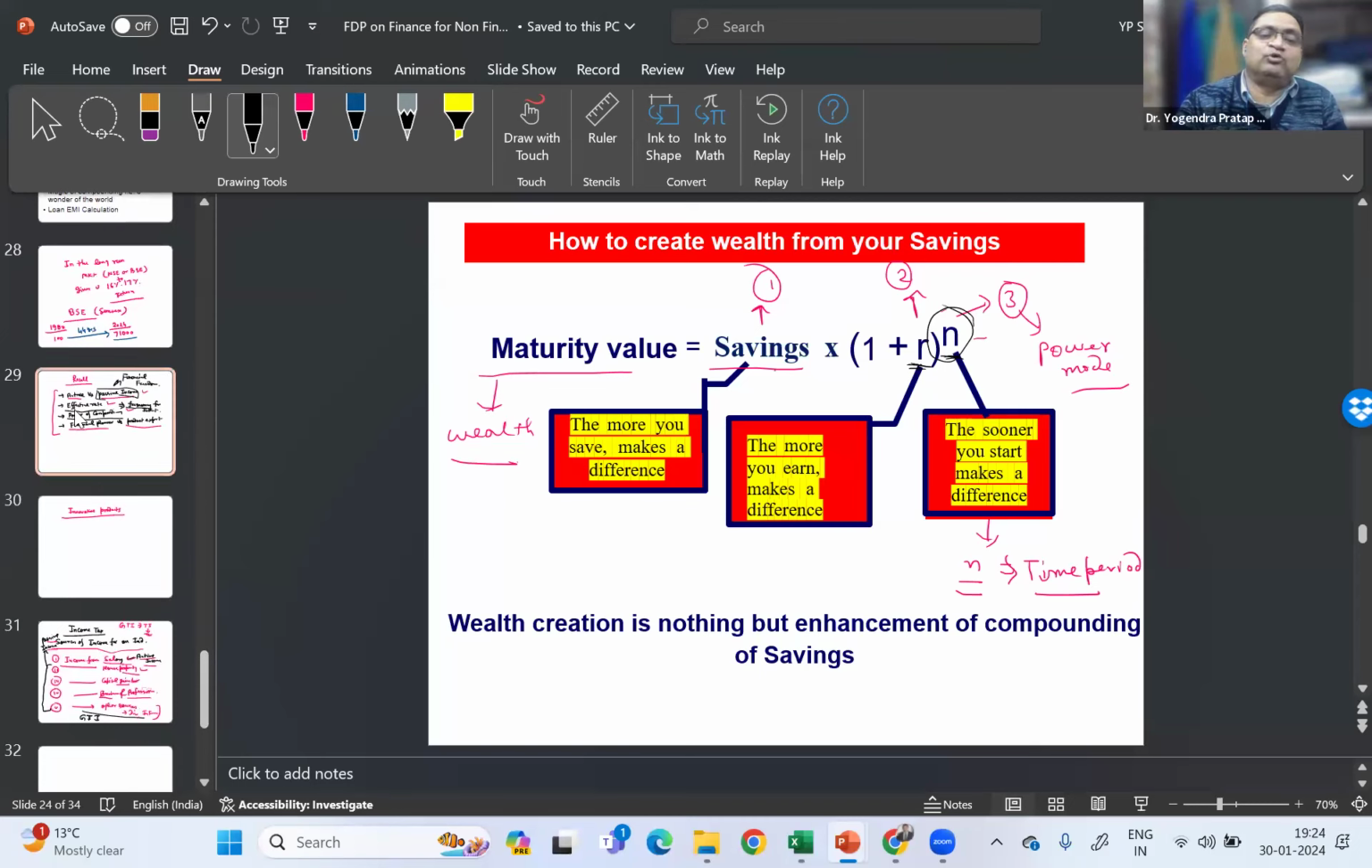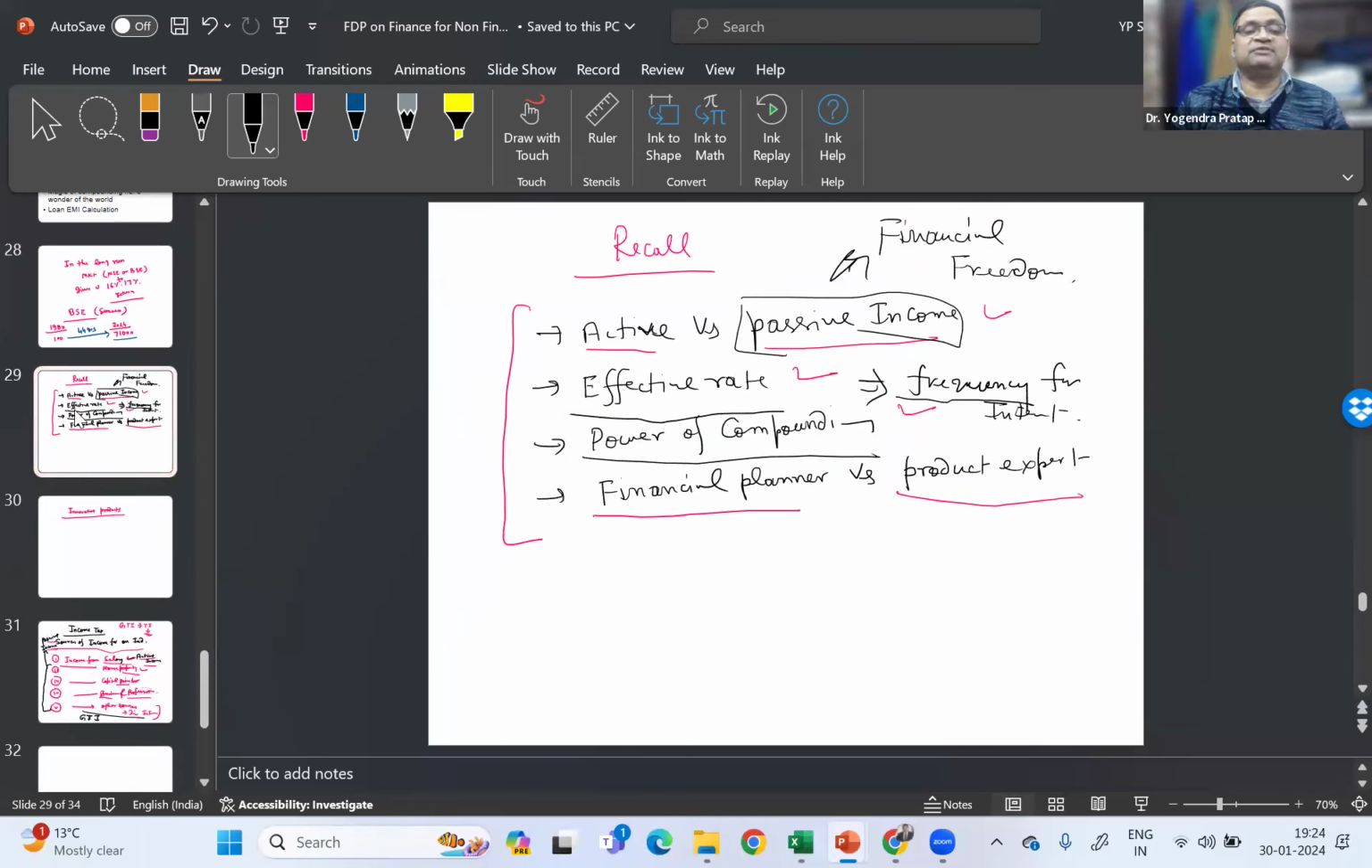Then we are going to the most important thing. There is a question: what is the difference between a financial planner and a product expert? Look, a financial planner is like a personal financial doctor. This is the US concept. In the US, doctors diagnose the problem and make the prescription. This much of salt is given, this potency to cure this problem. And it is the job of the druggist or pharmacist to offer the product.